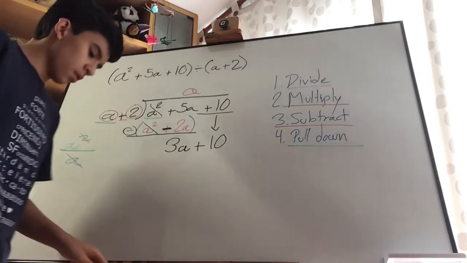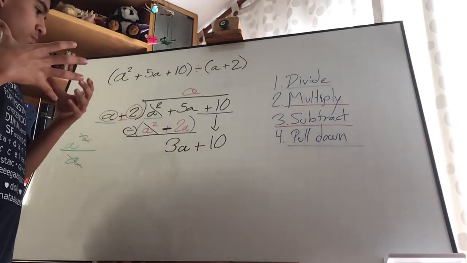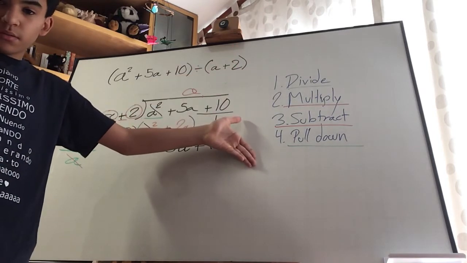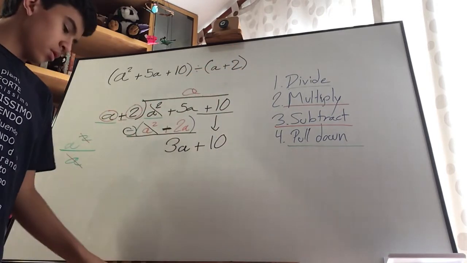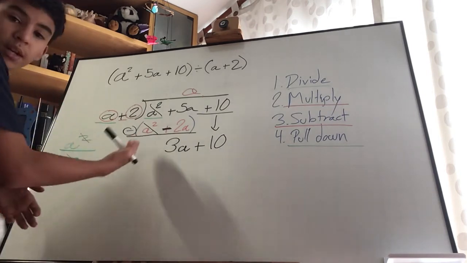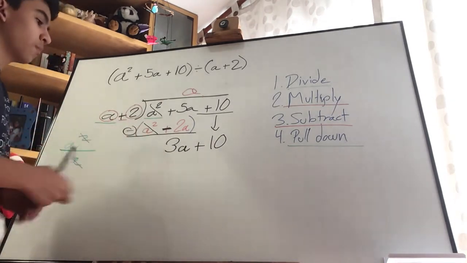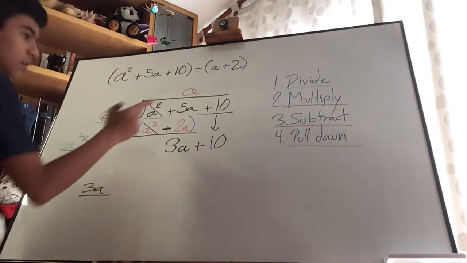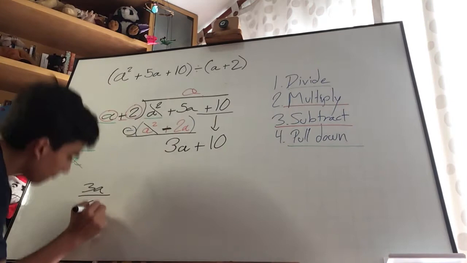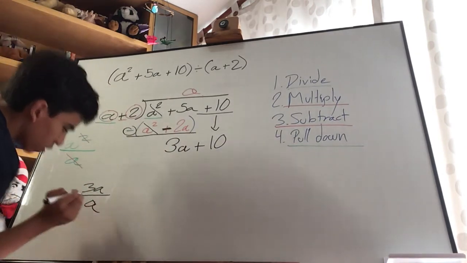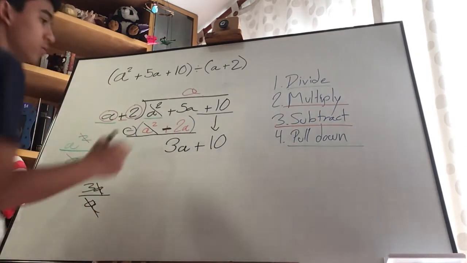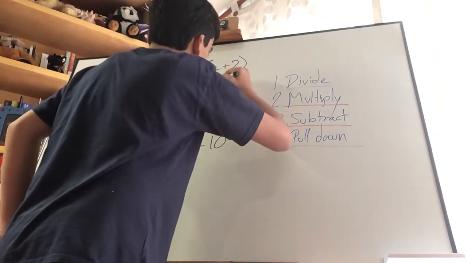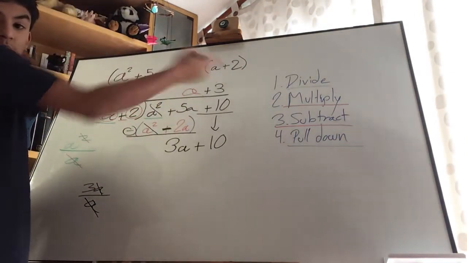So, now what we do is that we repeat these steps, right? We repeat them step by step. I'm going to do this quickly because I already explained this here. So we say 3a divided by our first term, a. So 3a and a cancel out, so it is equal to 3. And since it's not negative, over here, plus 3. A plus 3 over there.